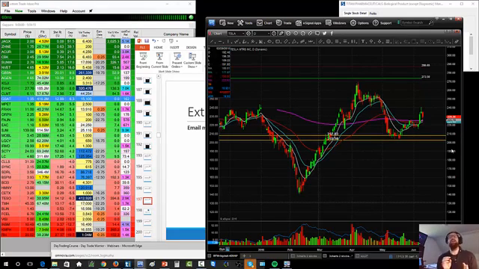So any resistance point that you're looking at should be obvious. It should be a place that everyone's going to look at that chart and say, yep, this is where I want to get in, this is where I want to get out. If it's not obvious, then people aren't going to be seeing it, and it's not going to be very well respected.